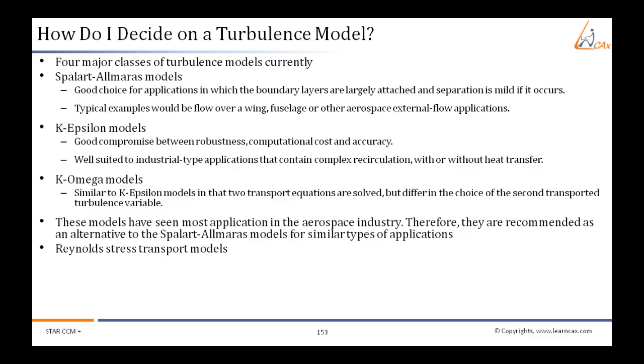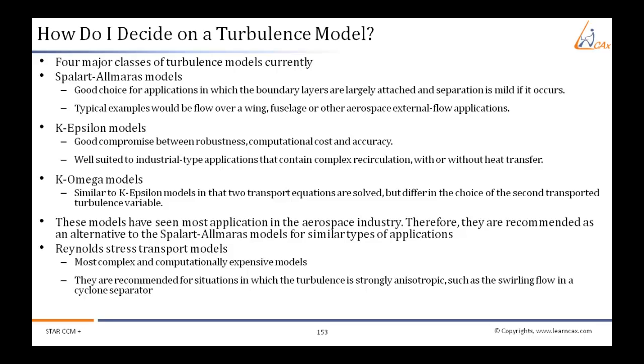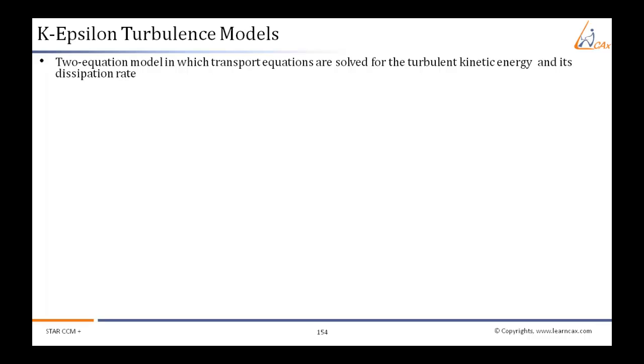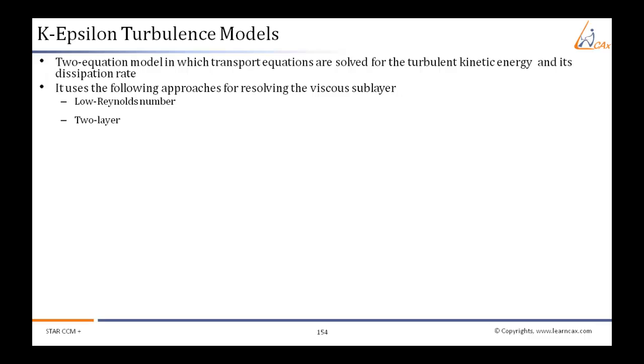Reynolds stress transport models are the most complex and computationally expensive models offered in STAR-CCM+. They are recommended for situations in which the turbulence is strongly anisotropic, such as the swirling flow in a cyclone separator. Let us quickly review each turbulence model. First is the K-Epsilon turbulence model. A K-Epsilon turbulence model is a two-equation model in which transport equations are solved for the turbulent kinetic energy and its dissipation rate. It uses following approaches for resolving the viscous sublayer: low Reynolds number, two-layer.